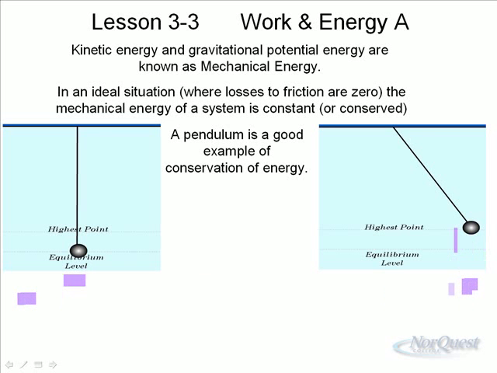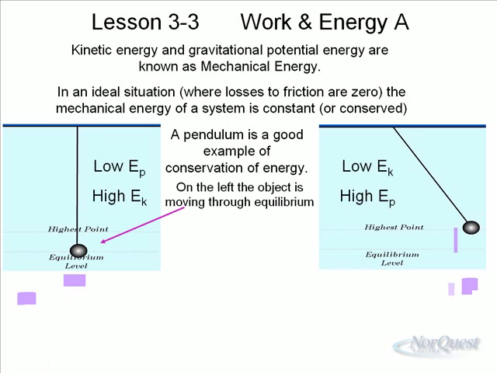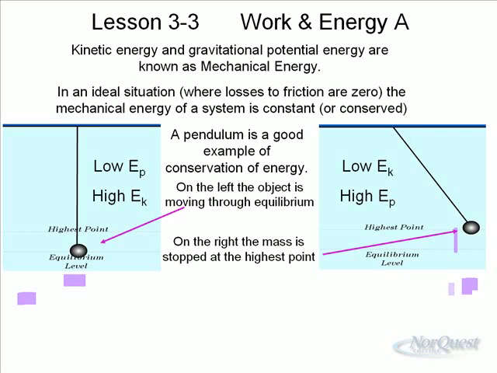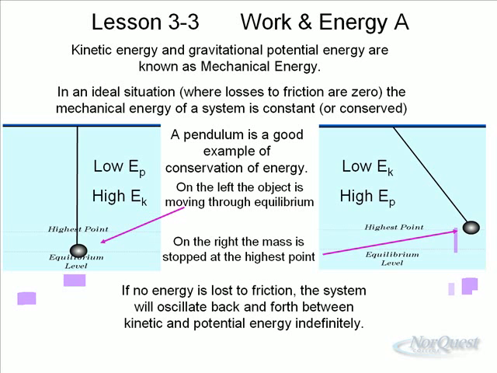And as the pendulum swings back and forth, there's a constant conversion of one type of energy to the other. But if there were no friction, the total mechanical energy would always be the same. On the left, low EP, high EK. On the right, low kinetic, high potential. And we go through this argument. On the left, the object is moving through the equilibrium position. On the right, the mass is stopped at the highest point. And so, if no energy was lost, the system would oscillate back and forth indefinitely.